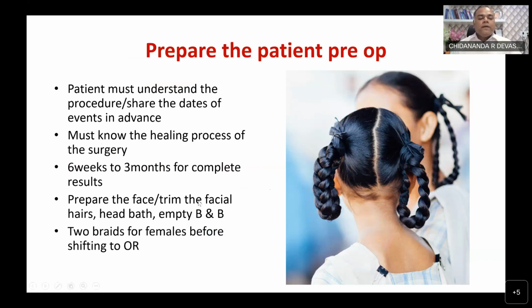And you have to prepare the face, trim the facial hairs, and ask the patient to go for a head bath, because after surgery she may not be able to go for a head bath, and you have to empty the bowel and bladder before shifting the patient. And you can see the picture here. The girls or ladies should have two braids before shifting the patient to the operation room, because if the patient has more hair, the head may not sit in the desirable position.